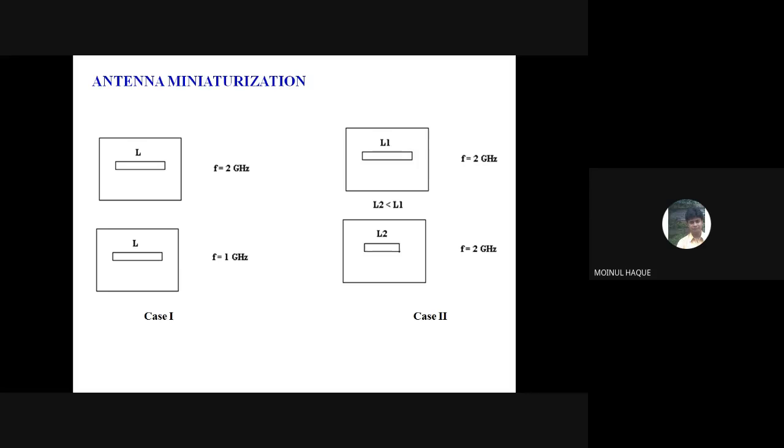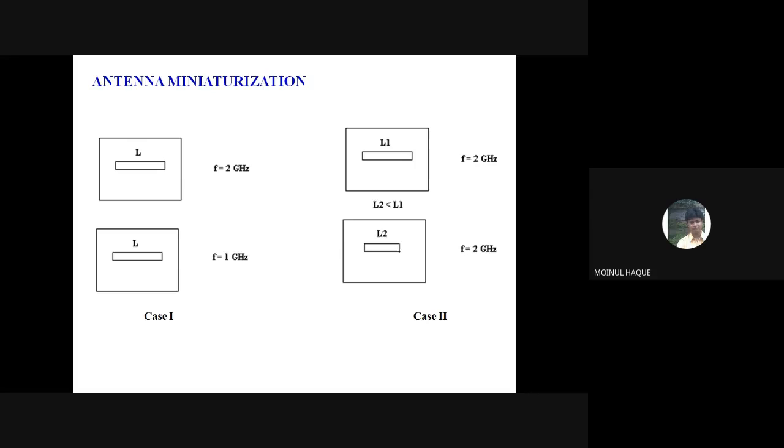The second process is case 2. Suppose our antenna length is L1, let's say 20 millimeters, which resonates at, let's say, 2 gigahertz. Now the antenna length is less than, let's say, 10 millimeters, half.